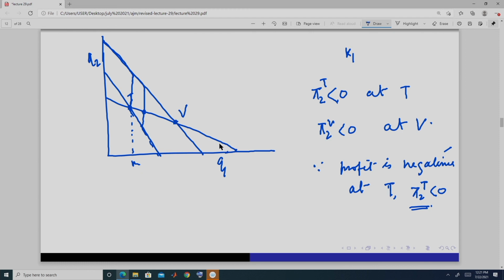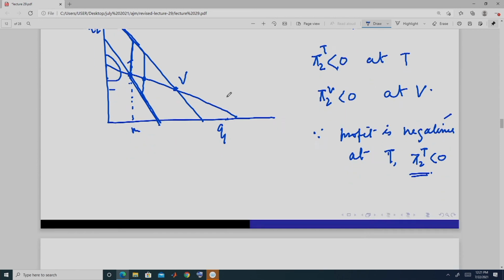Because see, if we look at this reaction function of farm 2, isoprofit curves are somewhere here. So, this is the monopoly, right. So, profits are decreasing like this. If it is negative here, then it will be negative here also, right. So, even if capacity is here, reaction function is this, farm 2 enters, output is this in stage 2, it will earn negative profit. So, it is better not to enter and earn 0.